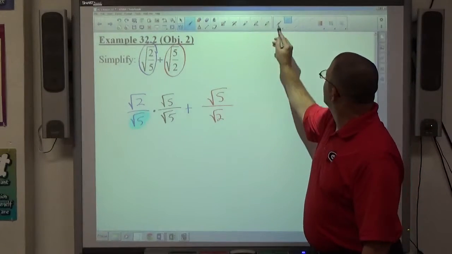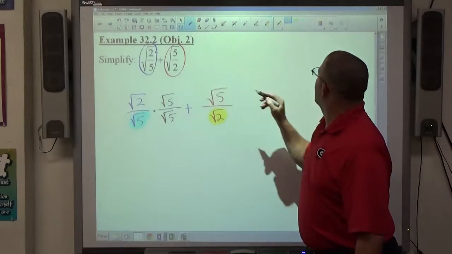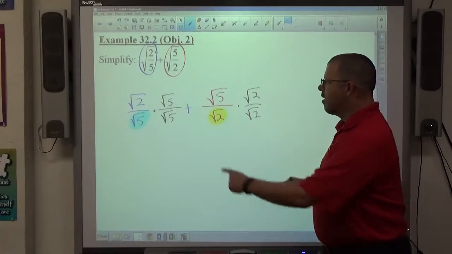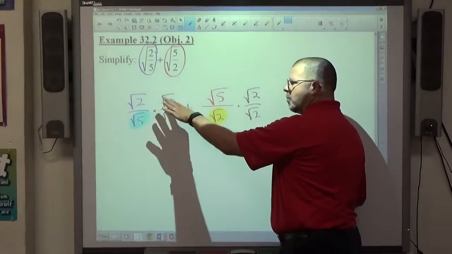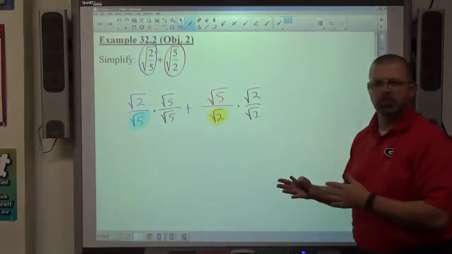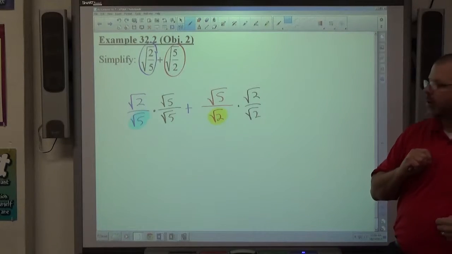With this red one, the problem is the square root of 2 in the denominator. I'm going to multiply top and bottom by the square root of 2 to fix that. This multiplication has no bearing on this one. This multiplication has no bearing on that one. The plus sign separates the terms. The blue term is going to be fixed by the square root of 5. The red term is going to be fixed by the square root of 2.